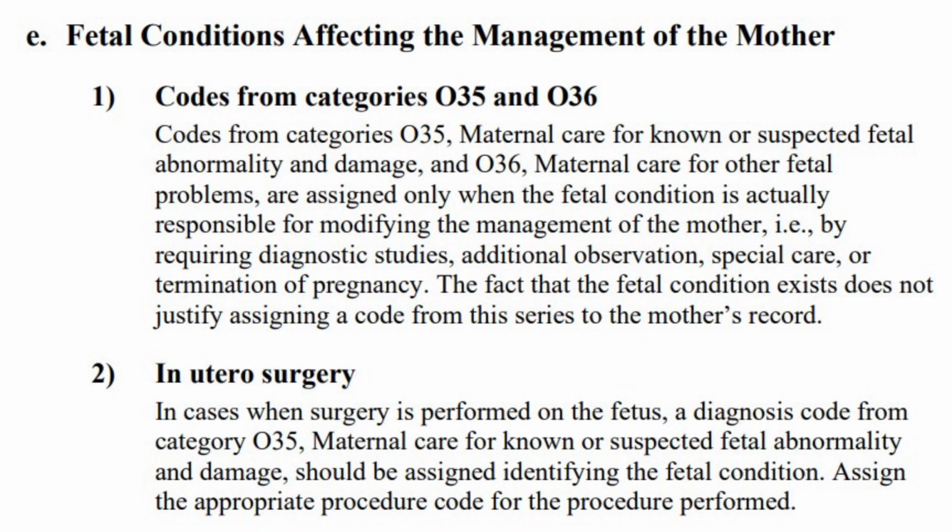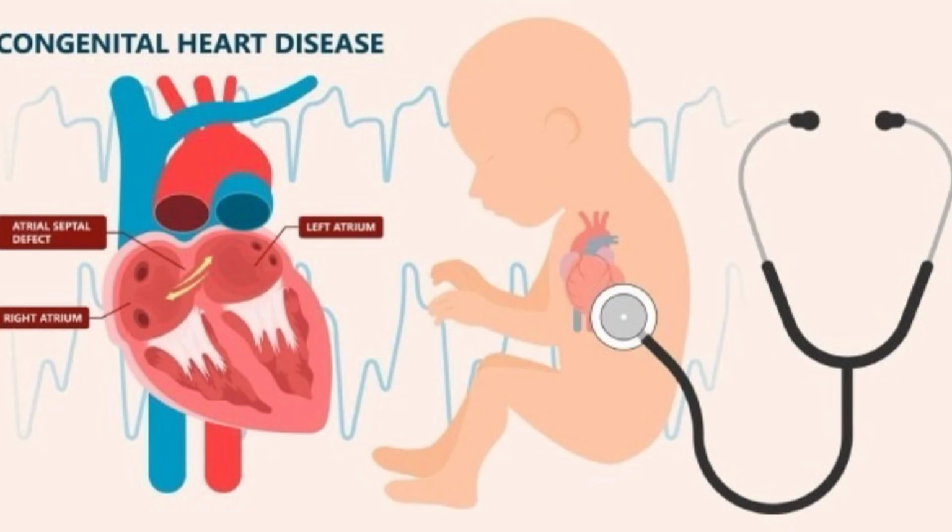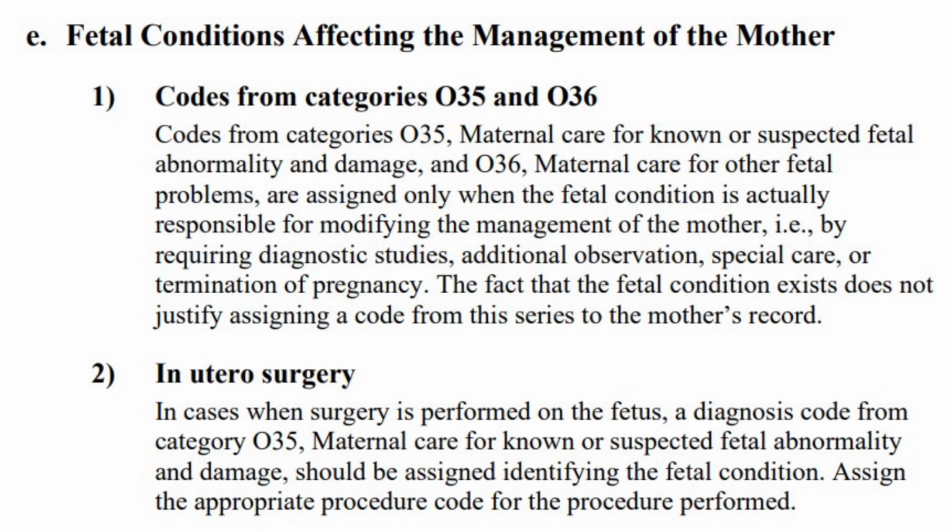Under this, the first point is codes from category O35 and O36. When the fetus in the womb has any suspected fetal abnormality or any damage, then we'll be assigning codes from the categories O35 and O36. What is O35? O35 is maternal care for known or suspected fetal abnormality and damage, and O36 is maternal care for other fetal problems. These are assigned only when the fetal condition is actually responsible for modifying the management of the mother. What does it mean?